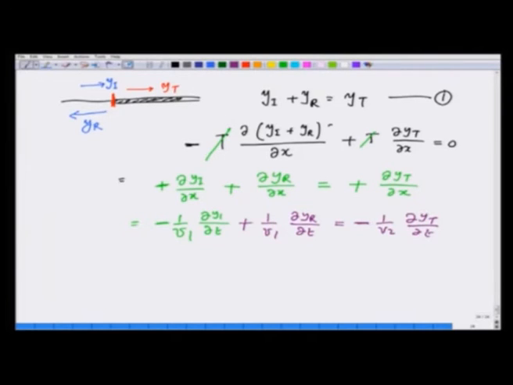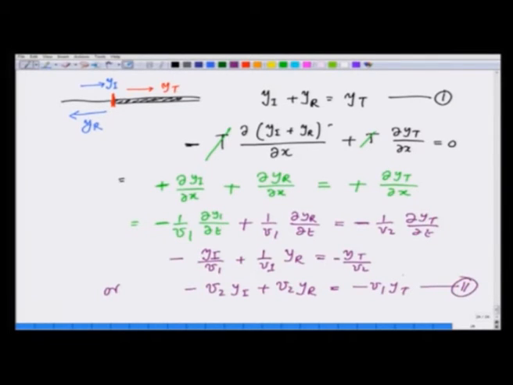Again, the displacements are same all the time, and therefore, I can take the time derivative out and I can write minus y incident over v1 plus 1 over v1 y reflected is equal to minus y transmitted over v2, or minus v2 y incident plus v2 y reflected is equal to minus v1 y transmitted. This is my equation 2. I solve the two equations and I will get results for y transmitted and y reflected in terms of y incident. Let us do that.